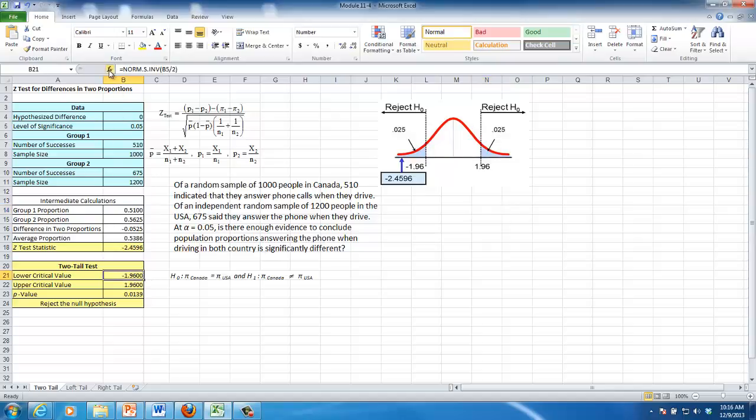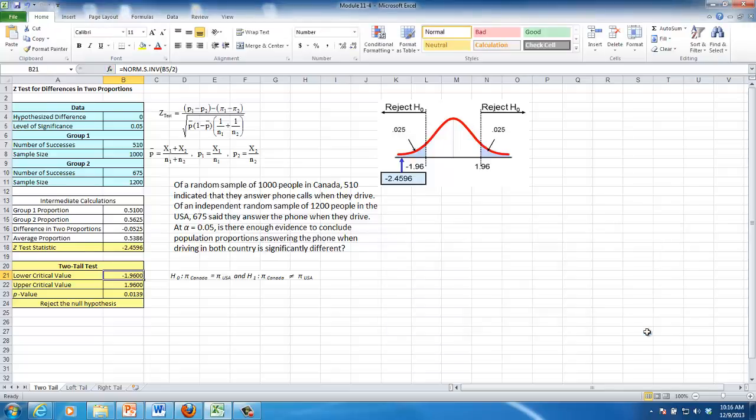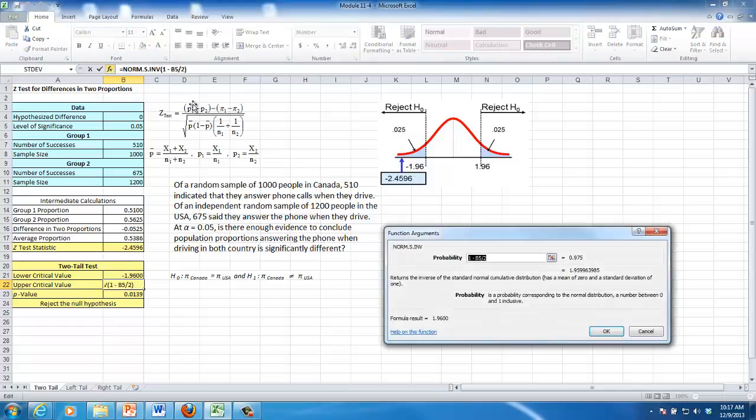So let's see again our formula for the lower critical value: NORM.S.INV, probability B5 divided by 2. So the critical value for the lower end is minus 1.96, and then obviously the upper would be the same number because it's symmetric, 1.96 with a positive sign. But still, I'd like to show you how I find 1.96. Now this time you see we are not using B5 divided by 2 but 1 minus B5 divided by 2. The reason is because Excel always uses the left side. So instead of entering 0.025, I need to enter this area, which is 1 minus B5 divided by 2.